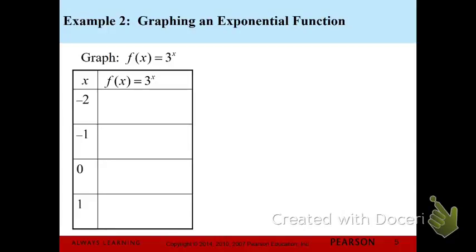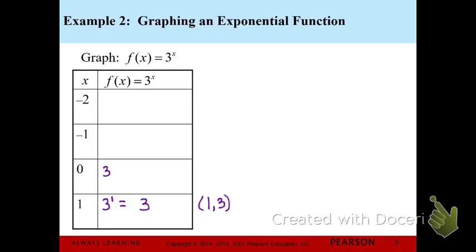All right, example 2, we're going to graph f of x equals 3 to the x. And so we got a table here. Let's start on the positive side. Let's start down at the bottom of it. So we know our x's, and we're going to plug them in. So when x is 1, we're looking at 3 to the first, which is 3. So that would give us the ordered pair 1, 3.